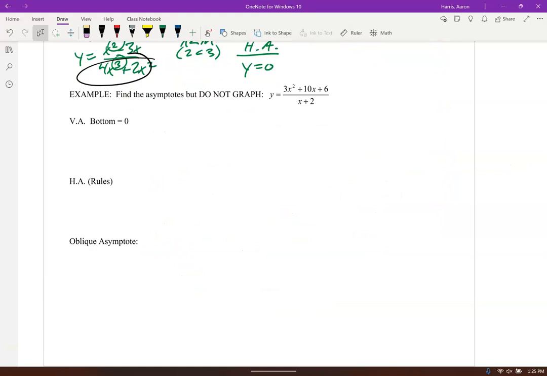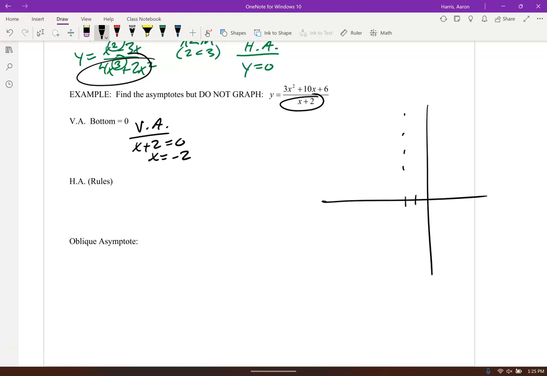All right, a few more here. And the nice thing about this one is we'll have an oblique asymptote on this one. Let's go ahead and find the vertical asymptote. Where is this thing undefined? Can't divide by 0, so x equals -2. Not going to touch x equals -2. The degree of the top is 2. Degree of the bottom is 1. So n is greater than m. So there's automatically no horizontal asymptote.